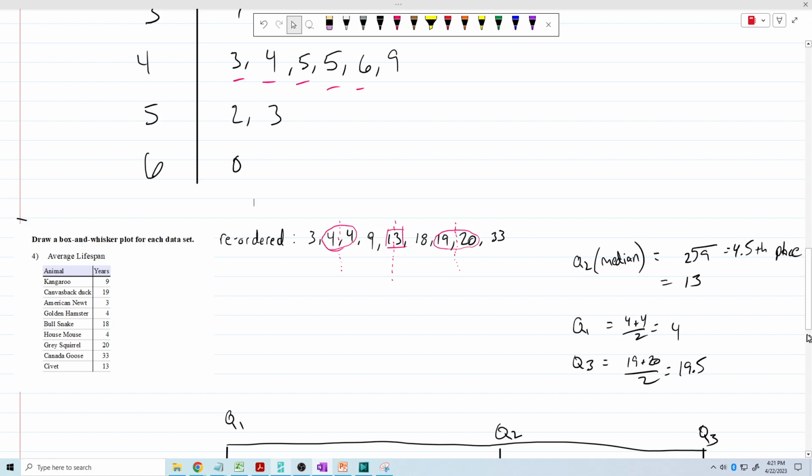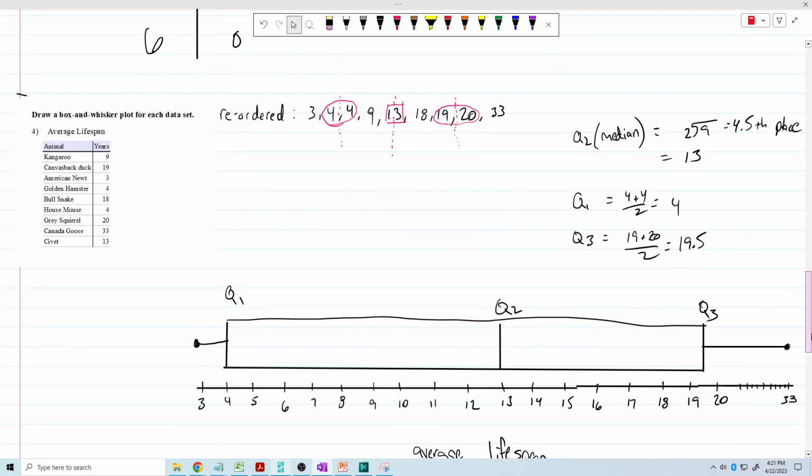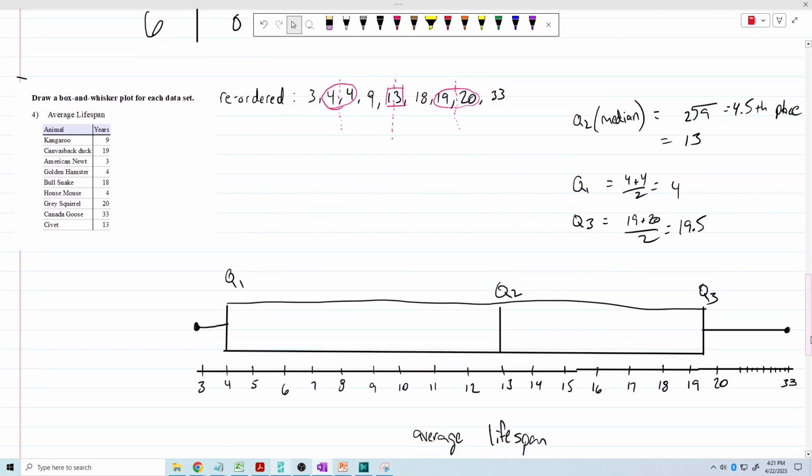Box and whisker. This one's probably a little bit more involved. There's a slight bit of calculation involved here. Nothing super major. But understand that much like a histogram, much like, what was the other one? Dot plot. That's right. Much like those two, you have a horizontal, the horizontal being the data values that you're actually looking at. In this case, average lifespans of animals.